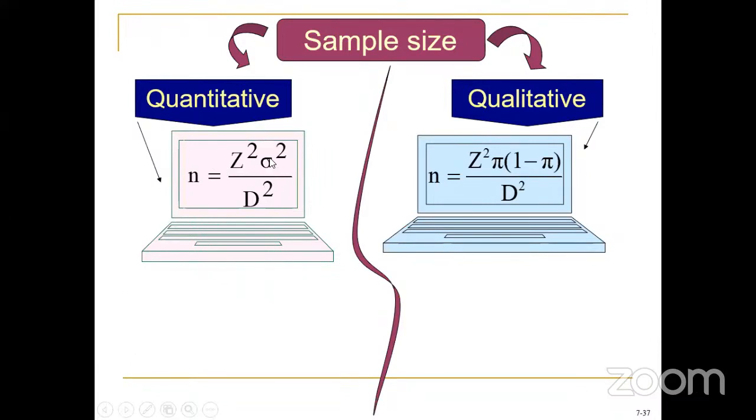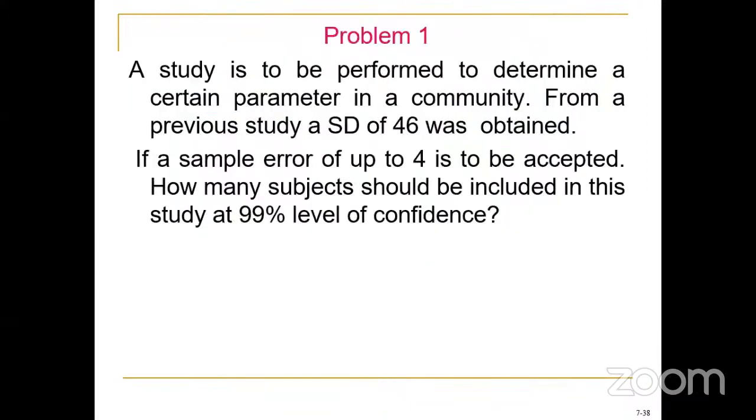Where Z is the Z score, sigma is the standard deviation, D is the error level, and N is the sample size. So to understand how to apply these two formulas, look at this. A study is performed to determine a certain parameter in the community. From a previous study, the standard deviation is 46. If the sample error is up to 4, that means D is 4, how many subjects should be included in a study at a 99% confidence interval?